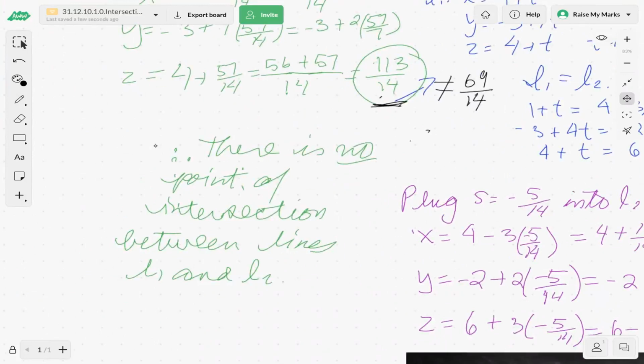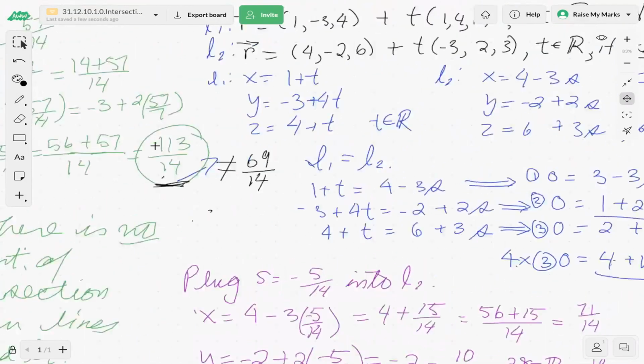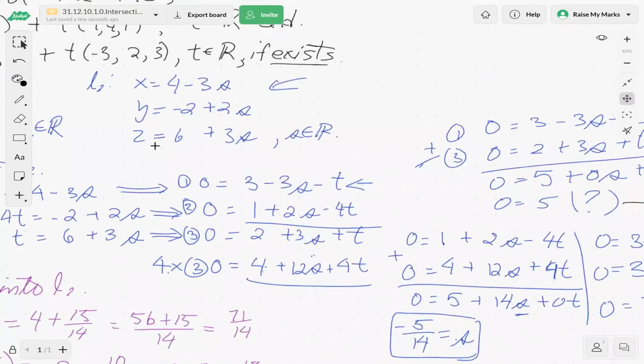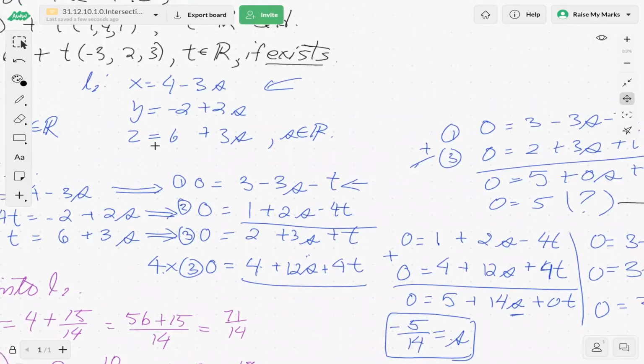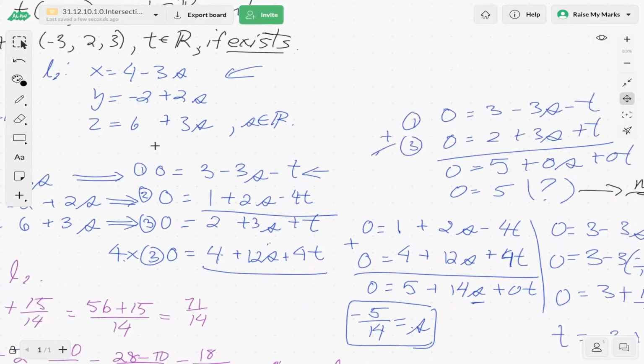So there's two ways we could have found this out. I think the other way is a lot easier: taking equations 1 and 3, adding them together, and seeing that 0 equaling 5 makes no sense.